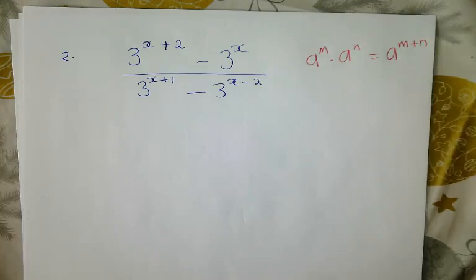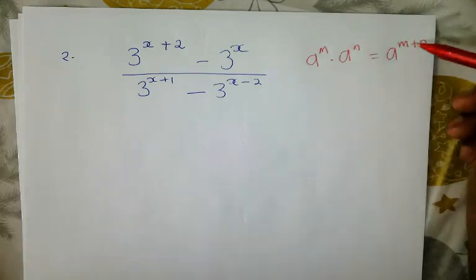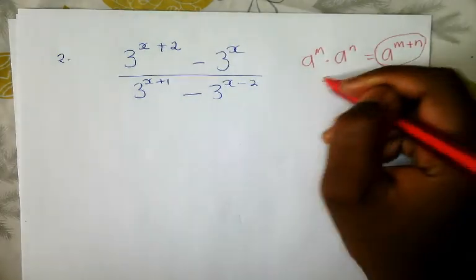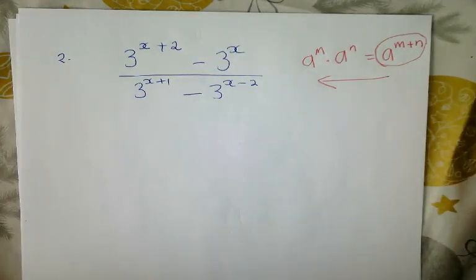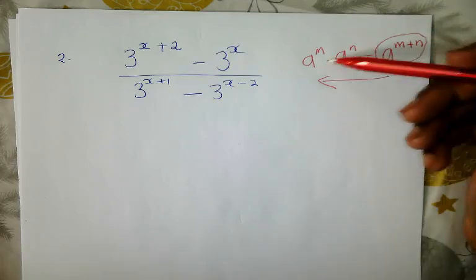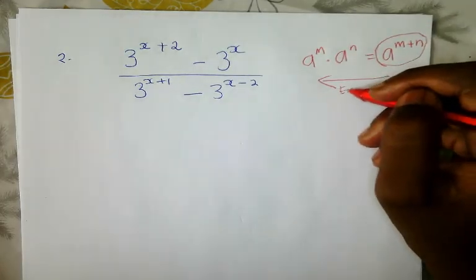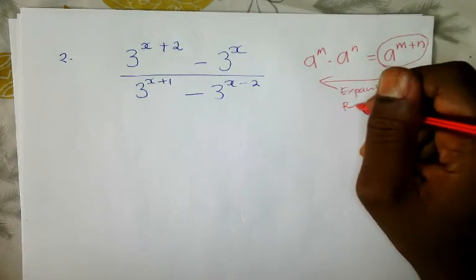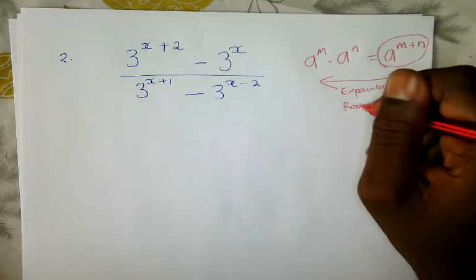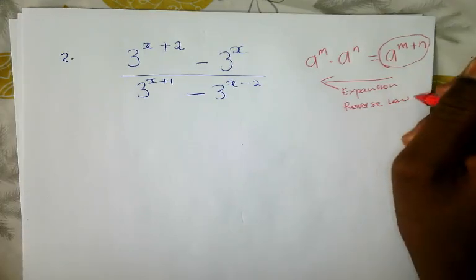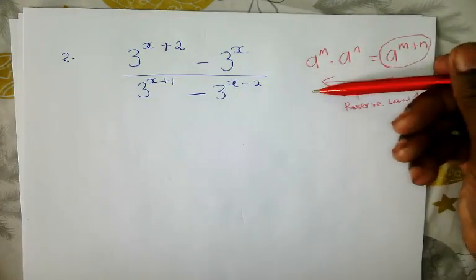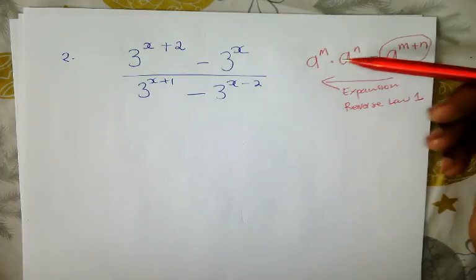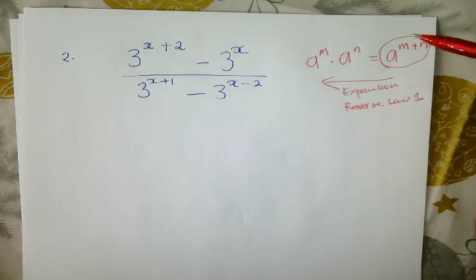Meaning, for this to look like this means before it was like that. So other people call it expansion, but I call it reverse of law 1. I mean, we're going to the back. Before this can look like this, each exponent had its own base. So I'm going to write it like that.